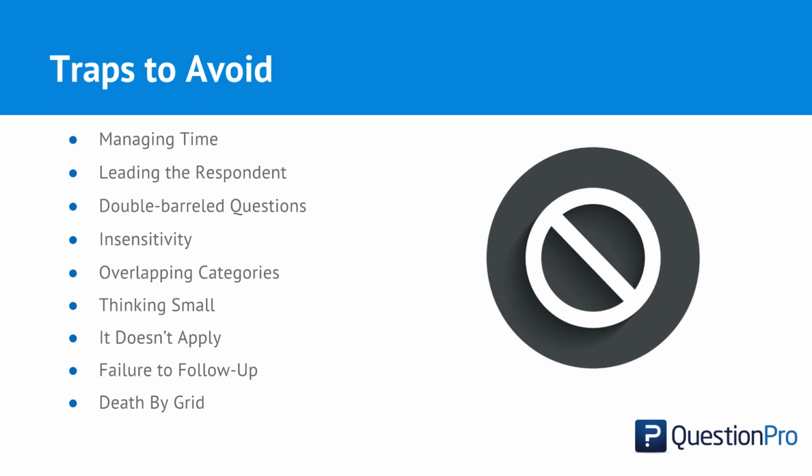Double-barrel questions. Good example of that. Was your salesperson knowledgeable and courteous? Well, knowledgeable and courteous should be broken into 2 questions. So avoid double-barrel questions. Keep your focus on one topic at a time, if you will.